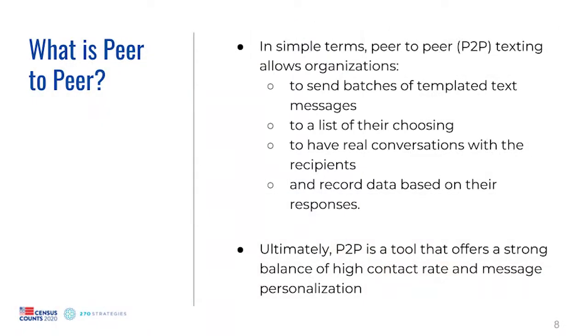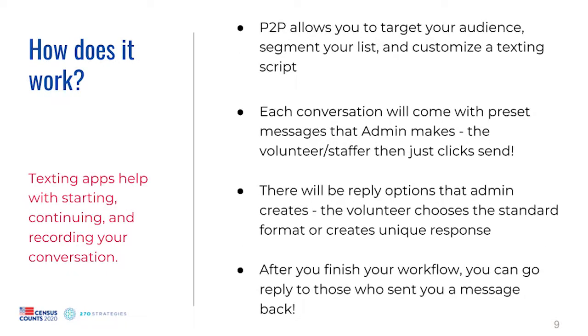What makes peer-to-peer special is the ability to reach high numbers of people and have a personalized conversation once they reply. The way that works is that the peer-to-peer messaging tool you're using will allow you to create a targeted list, a specific script to send to that list, and standardized response messages. The staffer or volunteer can then just click send, send, and send to however many people are on that list. Oftentimes, it's around 1,000 people or so, which only takes a few minutes to send.